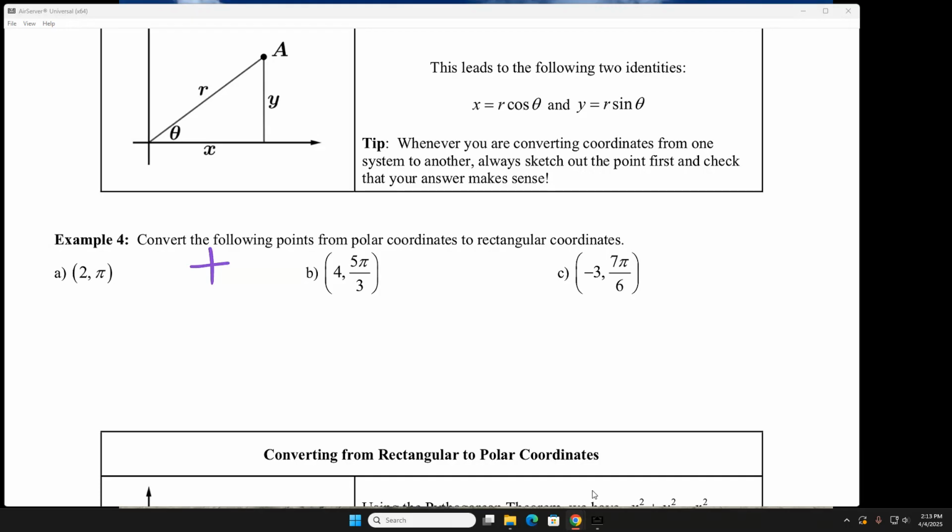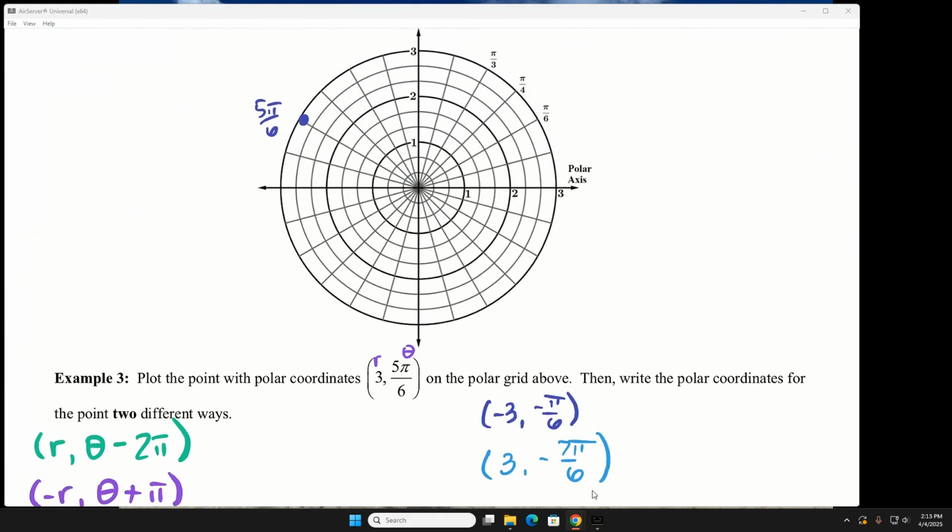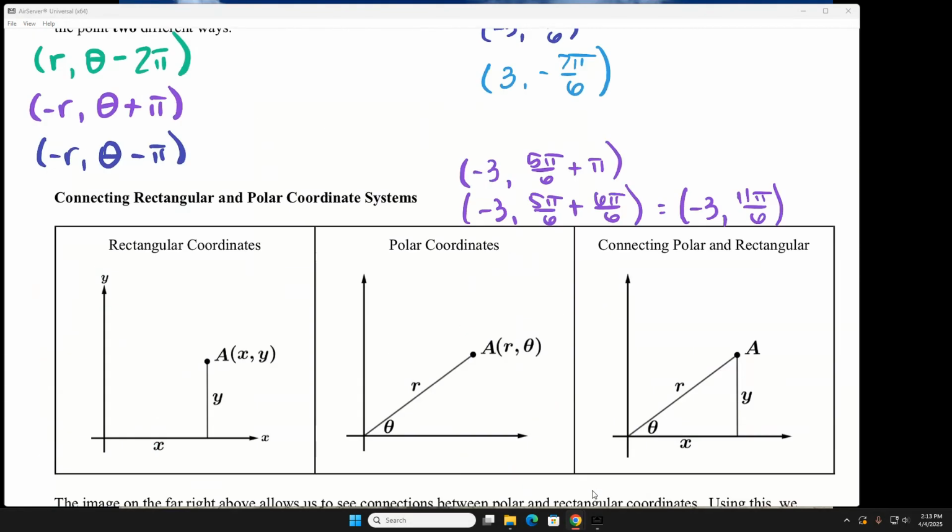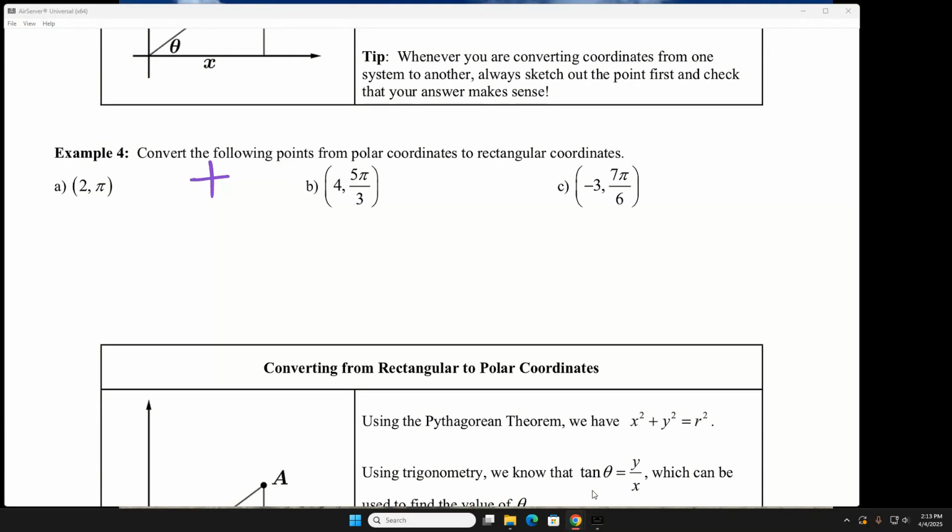But 2 pi means that if we were looking at this, you would go to circle 2 and you would rotate pi. So that means that 2 pi is just this point right here. All right, so it's 2 circles out, or the radius of it is 2. So if I wanted to change that to x's and y's, this point here is just 2 units to the left. And when we're talking about x and y's, that's the ordered pair negative 2, 0. So if you can do it in your head, I'm perfectly fine with that.